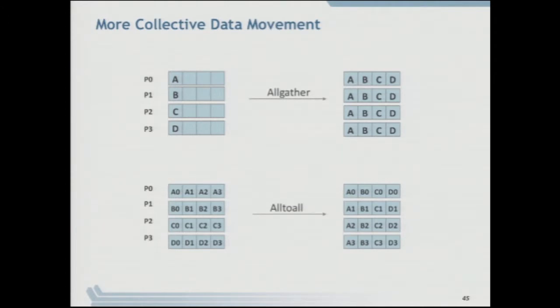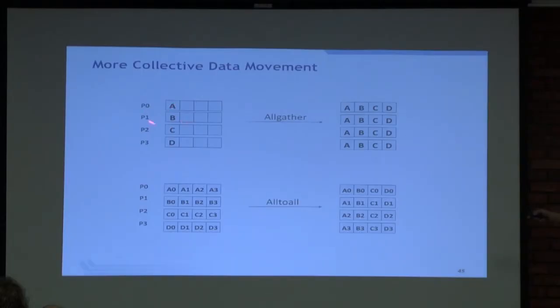Now, everyone may want the result, so you can call allgather. The functions that have all in their name mean everyone gets the output. Each one has its own contribution, and the result is placed in everyone's buffer. And the other collective function is an all-to-all. The difference here is that each process has a unique data item to send to every other process.